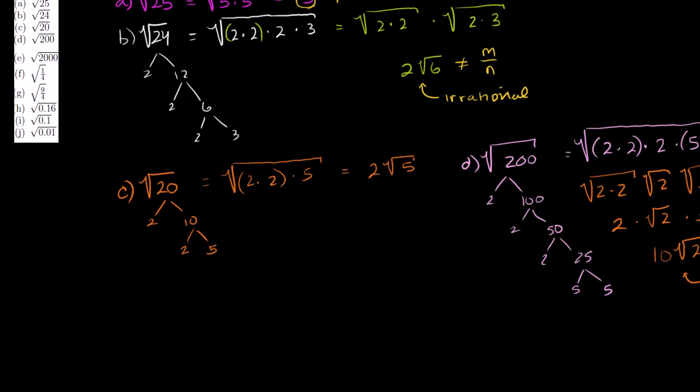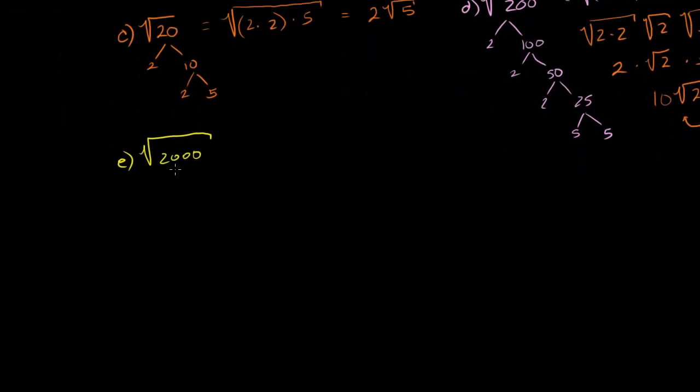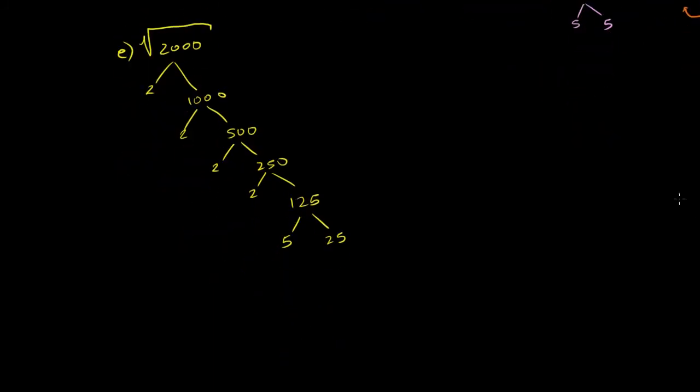Let's do part E, square root of 2,000. Same exact process that we've been doing so far. Let's do the prime factorization. That is 2 times 1,000, which is 2 times 500, which is 2 times 250, which is 2 times 125, which is 5 times 25, which is 5 times 5.